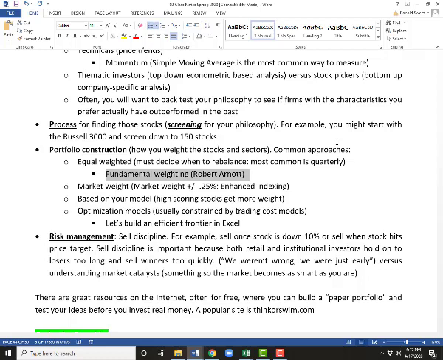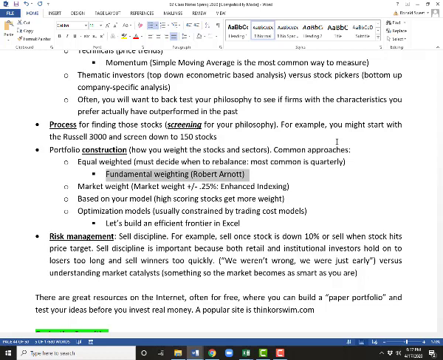Fundamental weighting means instead of putting 4% in Apple because they're 4% of the market, you instead use something else as your weight. It might be their net income, their revenue, their assets, some accounting number. To say, well, if Apple's revenue is 3% of the revenue of all the stocks in the market, then put 3% in Apple. That would be a fundamental weighting.